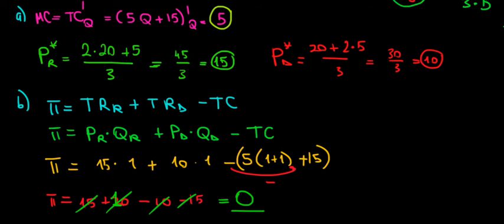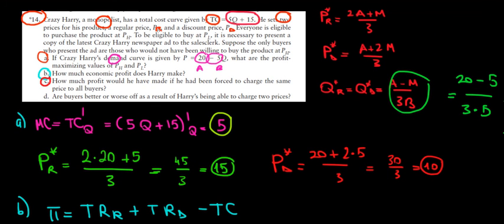Now the last question is going to be an intuitive question over here in part D. Are the buyers better off or worse off as a result of Harry being able to charge two prices? Well, since Harry charges only one price and he's making a loss, then he would get out of the market. That's one side of the argument. So the buyers would not even be able to buy his product.